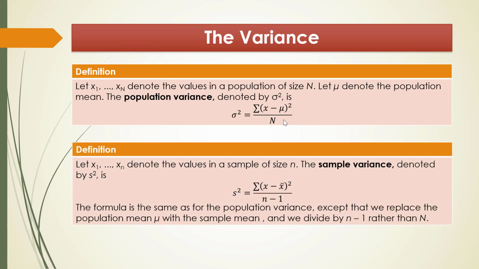And for a sample, let x1 to x little n denote the values in the sample of size little n. The sample variance, denoted by s squared, is equal to the summation of (x minus x bar) squared divided by n minus 1. The formula is the same as the population variance, except that we replace the population mean mu with the sample mean x bar, and we divide by n minus 1 rather than capital N. So when you read a question asking you to compute the variance, make sure you know whether you are asked about population variance or sample variance.